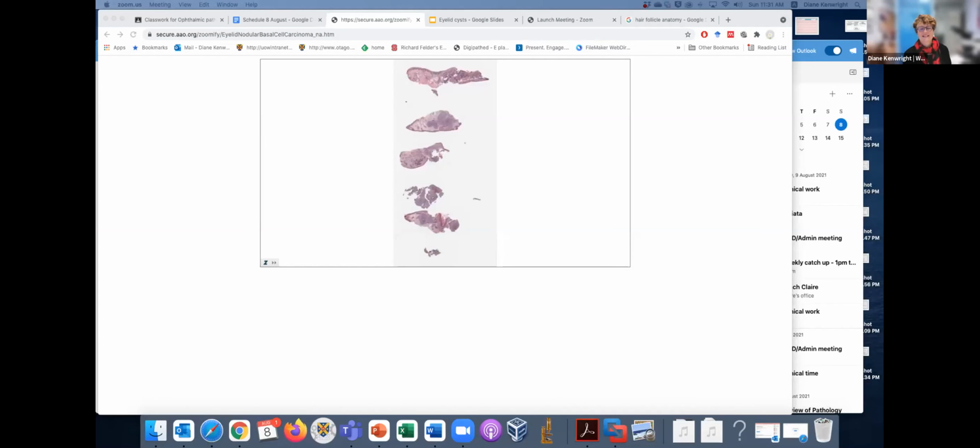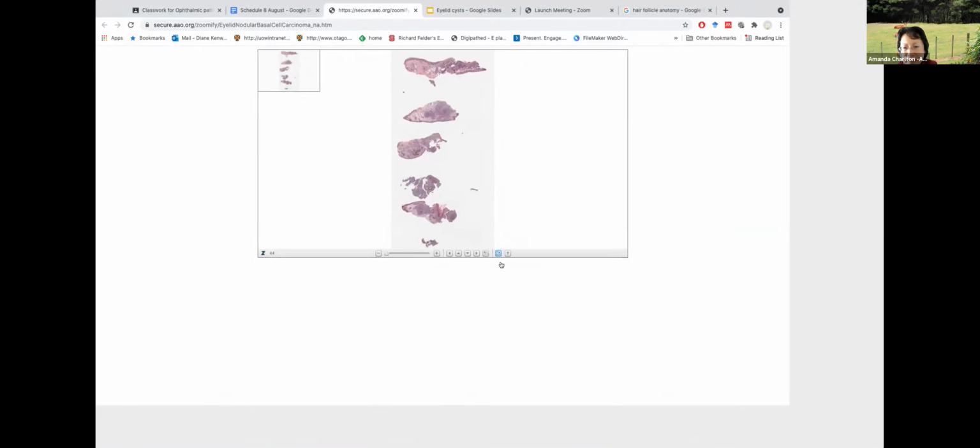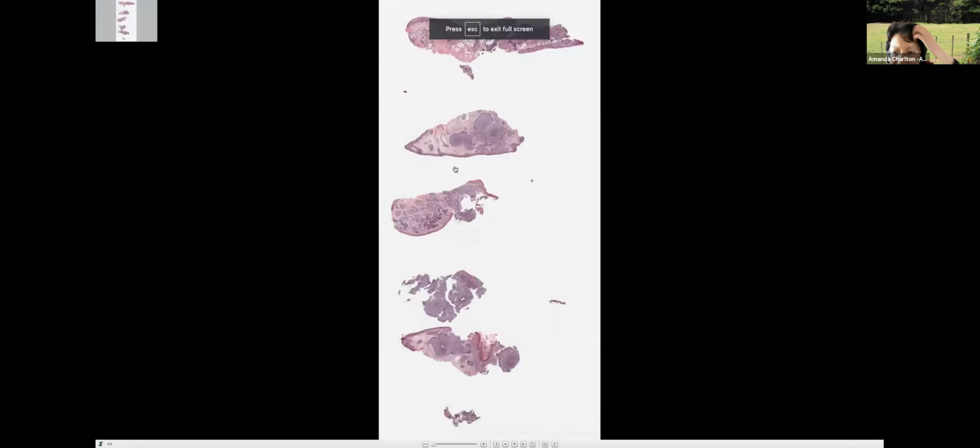Share screen. Interleaving. Okay, cool. All right, got that. View options, exit full screen. Make that full screen. Fantastic.